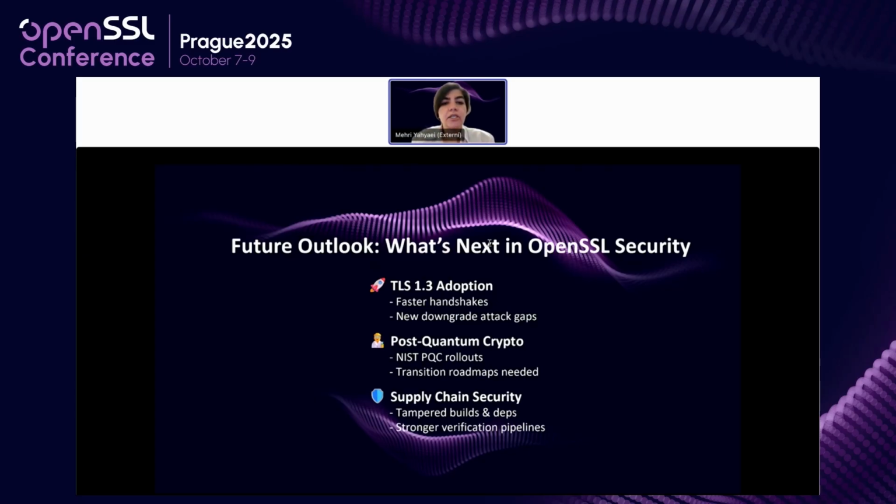And the third one is supply chain security. We are seeing new concepts like vendor audits, which are nowadays of crucial importance. So verifying build integrity and dependency trust would be crucial and critical, as I mentioned. So OpenSSL is moving toward signed builds and reproducible releases to help detect tampering or injection in the build process.